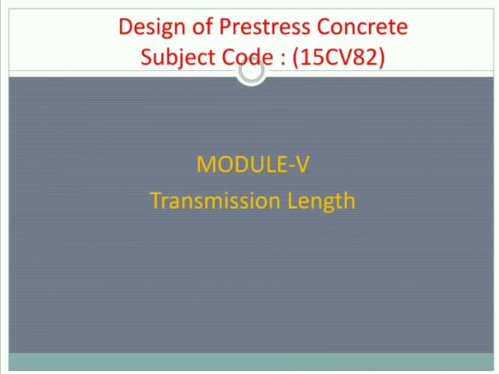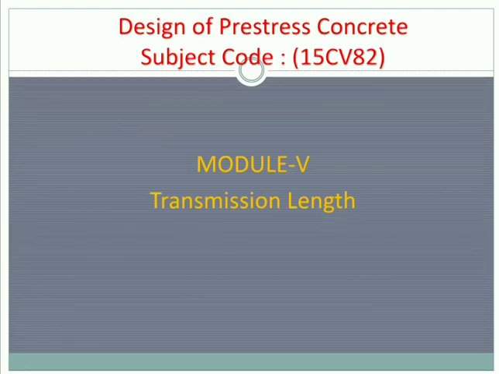We are into module 5 and dealing with the concept of transmission length. In the previous video, we have understood what a transmission length is and what its importance is. We even discussed a few IS code regulations or recommendations for reducing the transmission length, and most importantly we discussed the 10 factors which impact the transmission length. So in today's lecture, let us discuss further things about transmission length.